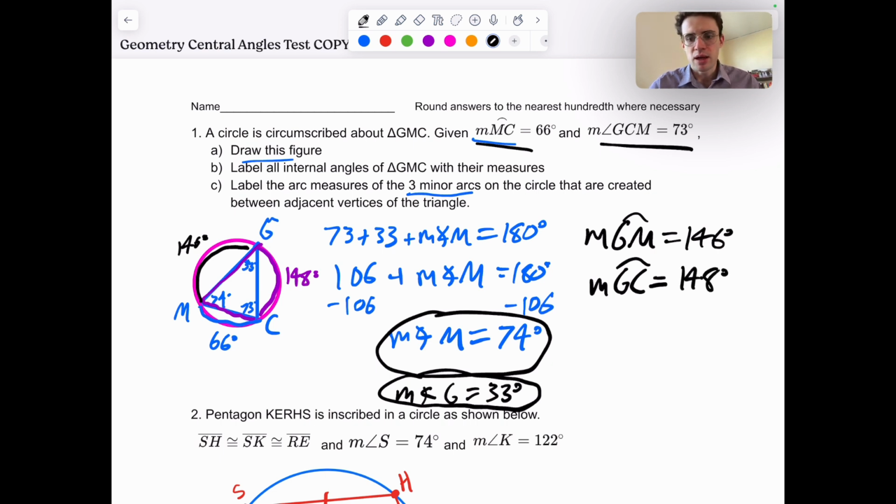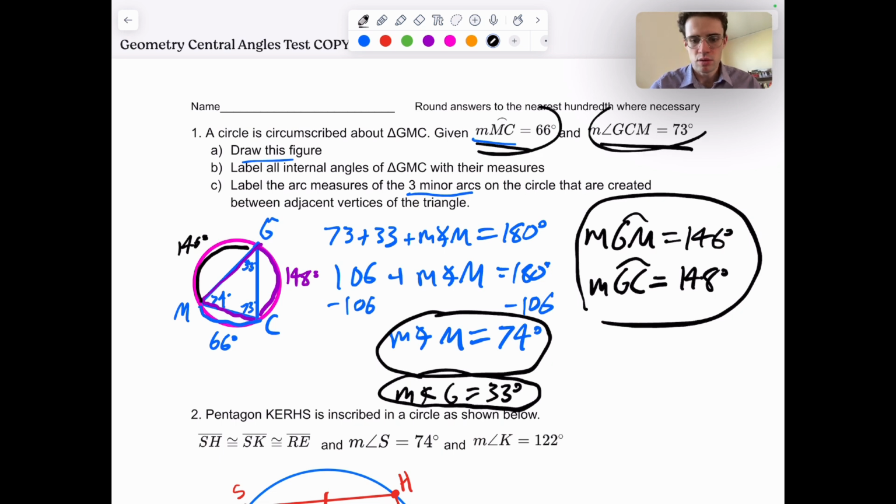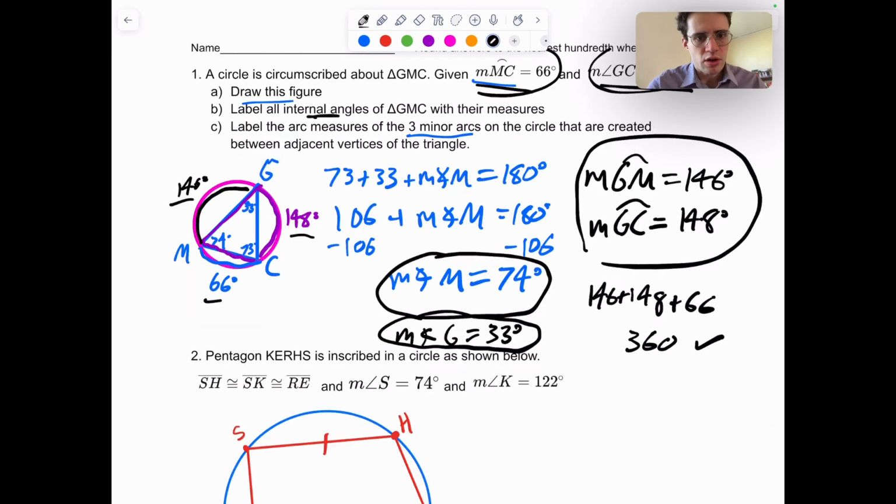Now, what I recommend when you're checking this, and you could even rewrite this one if you'd like, is make sure that all of these add up to 360. That's why I didn't use 360 to do it, because now I could go, all right, 146 plus 148 plus 66 gives me 360. So that checks out. So label all of the internal angles. We've got all of them labeled in here, 1, 2, 3. And we also have to label the arc measures of the 3 minor arcs, so they're less than 180.